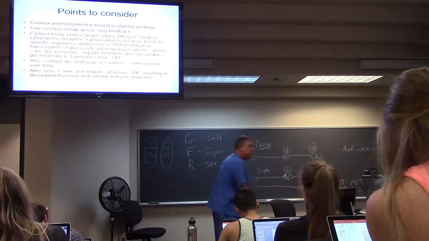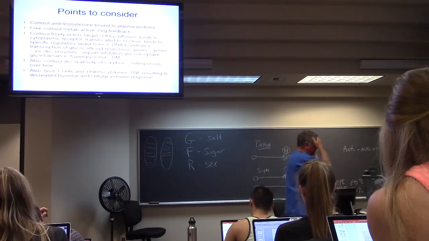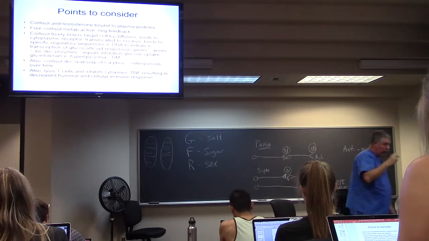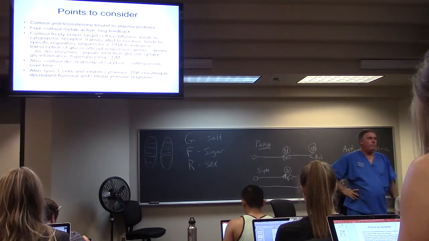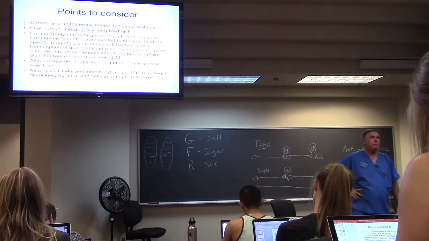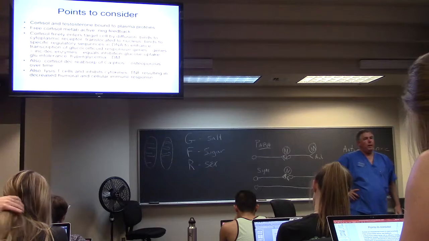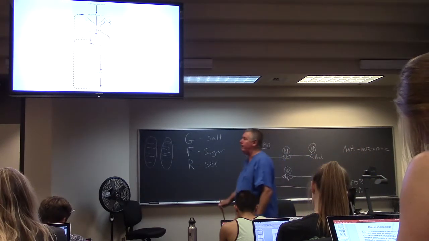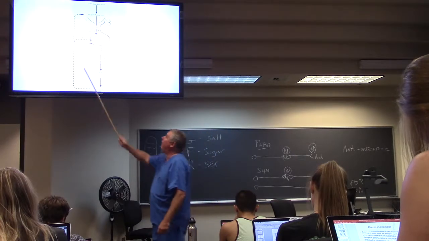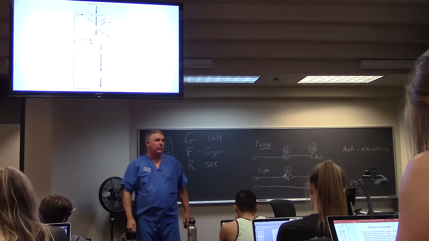Okay, so some points to consider here. Cortisol and testosterone, once they are secreted, are bound to carrier proteins in the circulation. Free cortisol, though, is what provides the negative feedback. The quantity of free cortisol is what provides the negative feedback to both the anterior pituitary and hypothalamus.